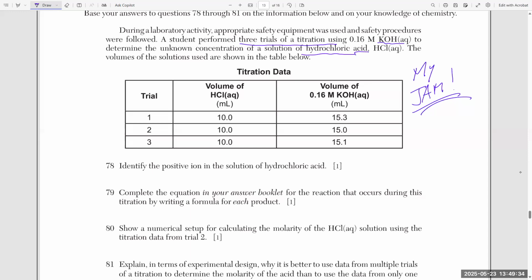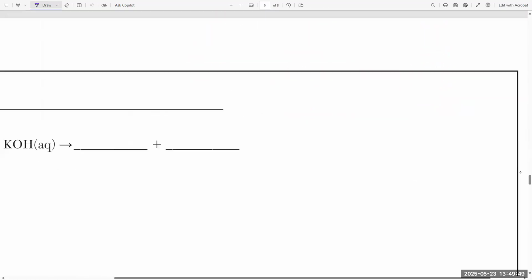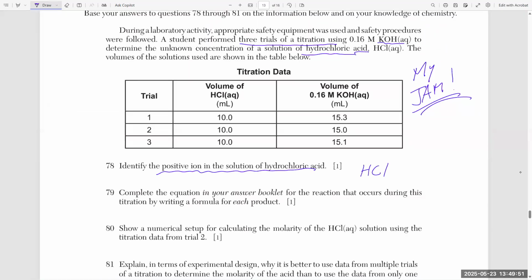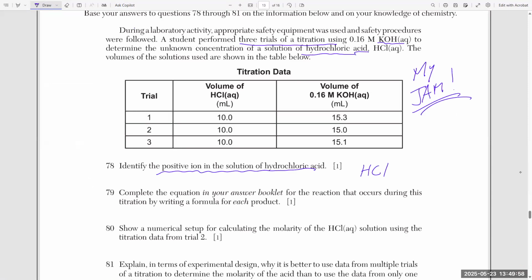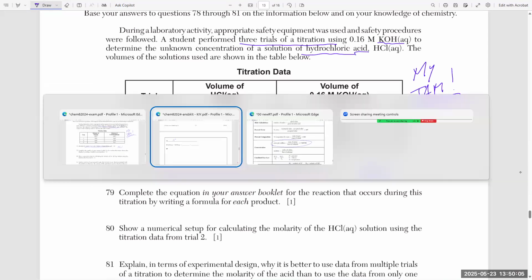It says identify the positive ion in a solution of hydrochloric acid. Is it me or am I having deja vu? Didn't they ask the exact same question in the other free response? So what is it, the positive ion? What's the answer, kids? 78 would be H plus. I think this was literally the same question they asked in the other test. 79. Complete the equation in your answer booklet for the reaction that occurs during this titration by writing a formula for each product. Hey, let's take a look.